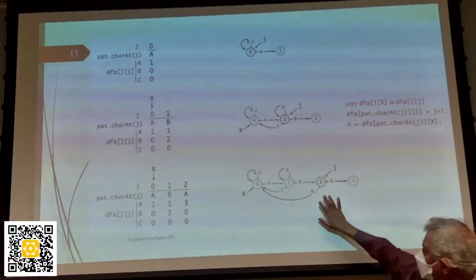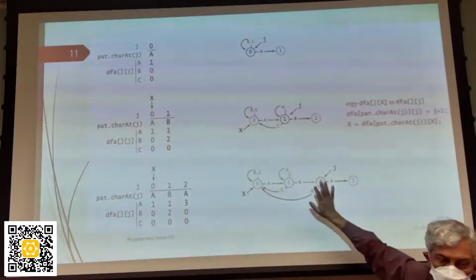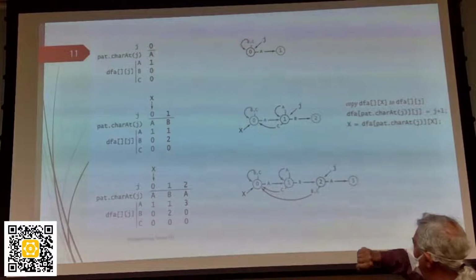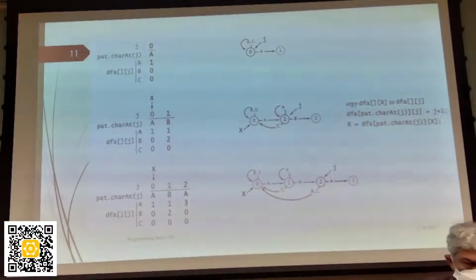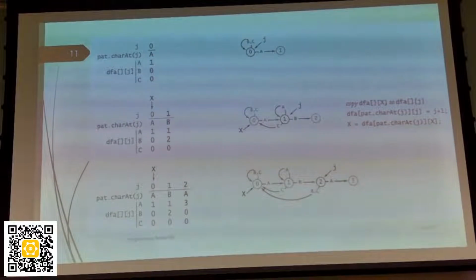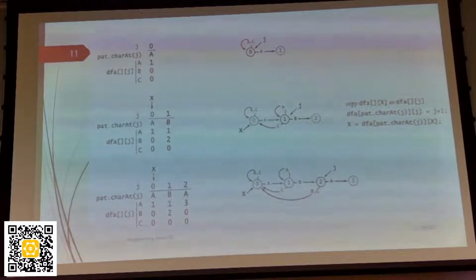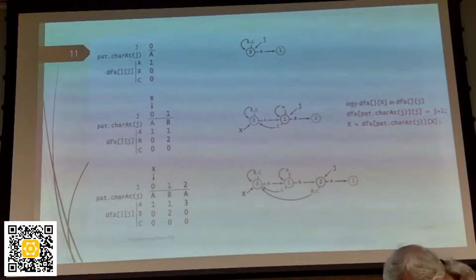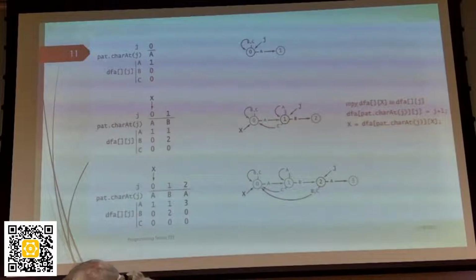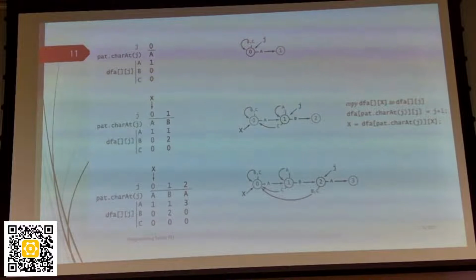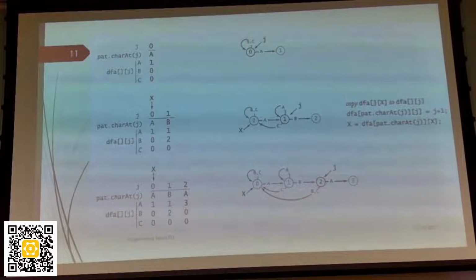So then you'll go and do state 2, and this part also is going to be easy. A will take you here, anything else will take you somewhere else. Professor, that copy DFA X, DFA J, it's taking that first column where the X is pointed at and copying it to the row B. Yeah. Looks like it, right?